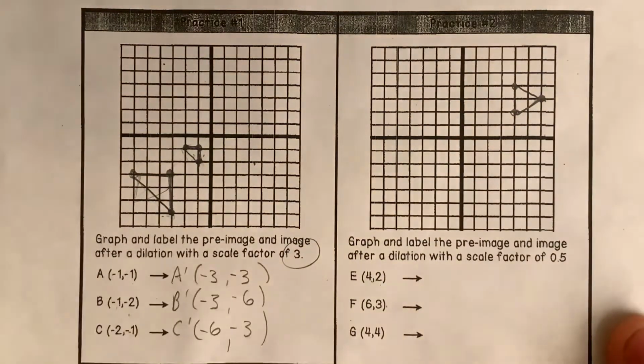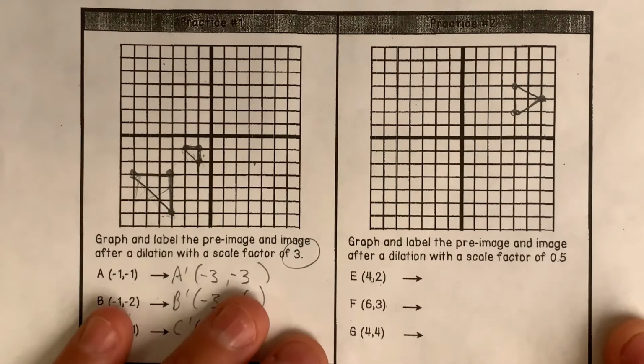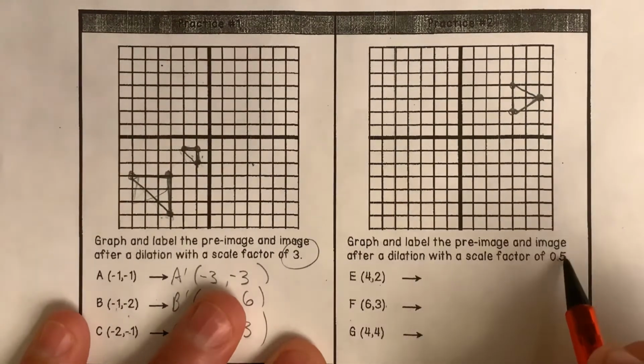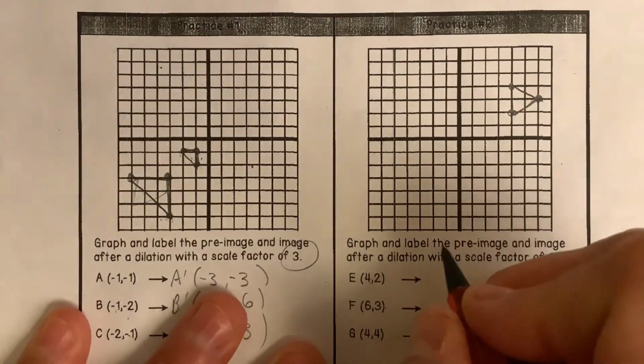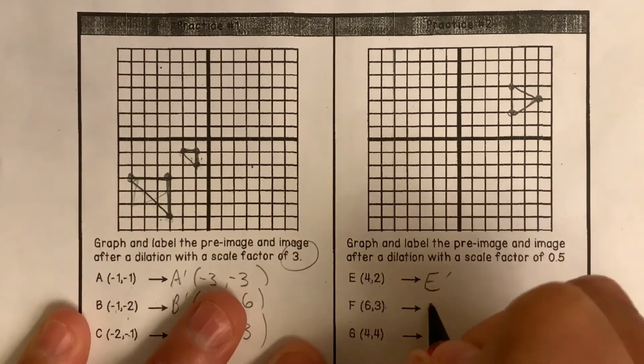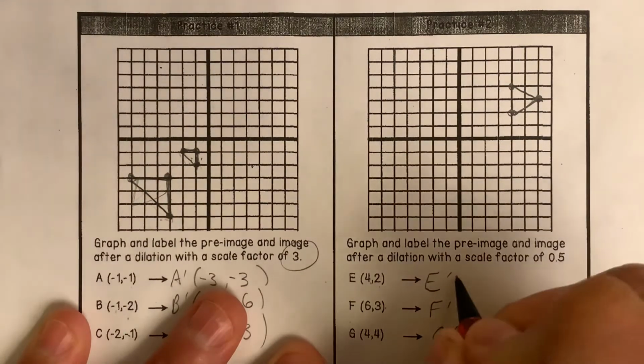This one says it has a scale factor of 0.5. Well, we're not going to divide by that. We're going to multiply by 0.5 or divide by 2 if you want. You can do that too. So divide these all by 2. Times a half is the same thing. So I've got E prime, F prime, G prime.